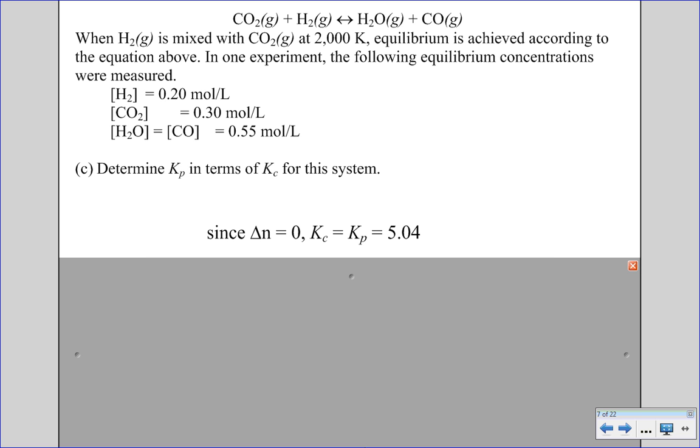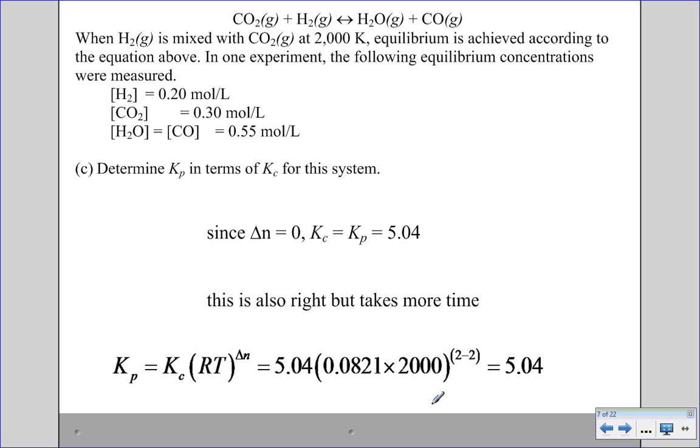Now you can still do it the long way and you'll get the right answer. It just takes extra time, and if you don't have extra time during an exam, it's better to take care of quick points like this very fast and spend more time on harder questions.